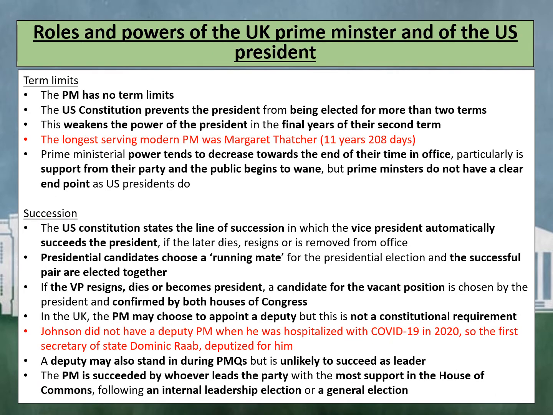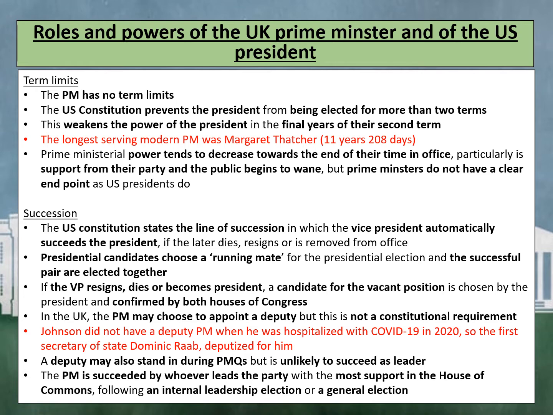Then we have term limits. The PM has no term limit. The US Constitution prevents the President from being elected for more than 2 terms. This weakens the power of the President in the final years of their second term. The longest serving modern PM was Margaret Thatcher, who served for 11 years and 208 days. Prime Ministerial power tends to decrease towards the end of their term in office, particularly as support from their party and the public begins to wane. But Prime Ministers do not have a clear endpoint as US Presidents do.